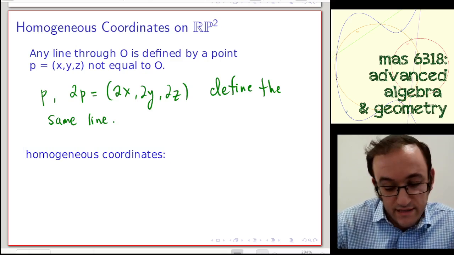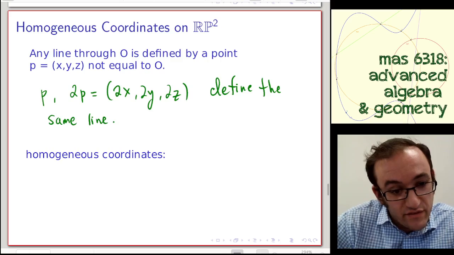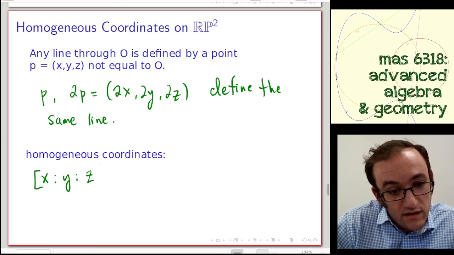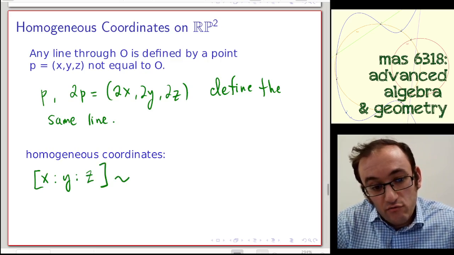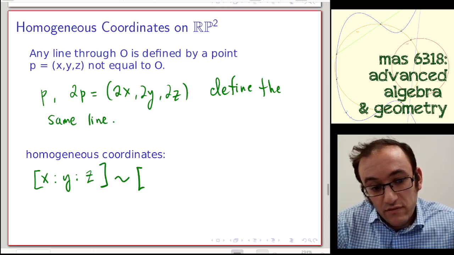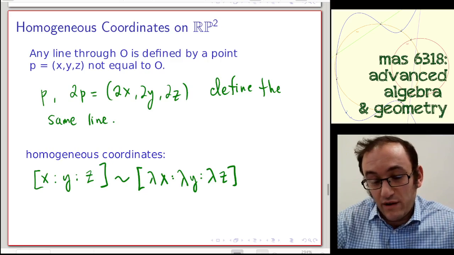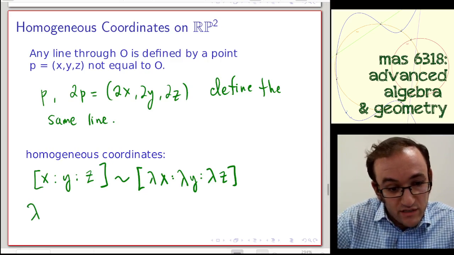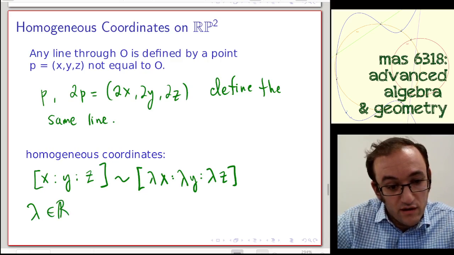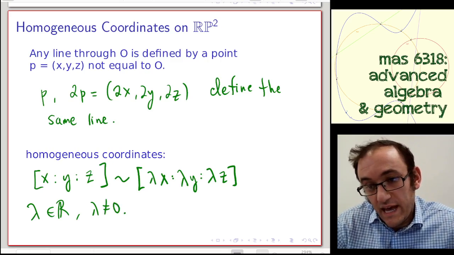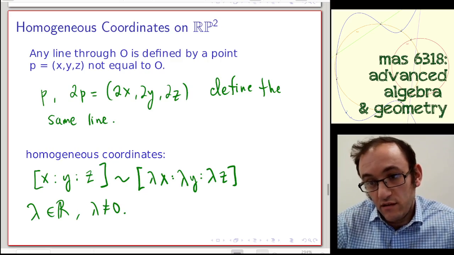Instead of having parentheses and commas, we're going to have brackets and colons. And then it will be understood that represented by this triple is really any scalar multiple of it. So this squiggle means that they're equivalent, that x:y:z is equivalent to lambda x : lambda y : lambda z, where lambda is any real number except 0. Okay, and the point x:y:z is not the point 0.